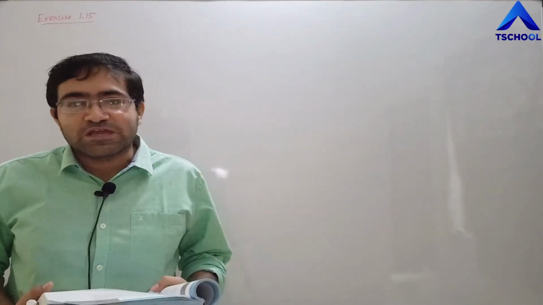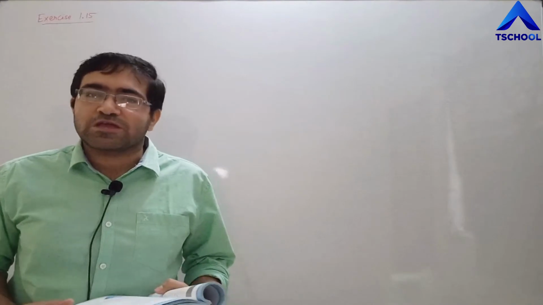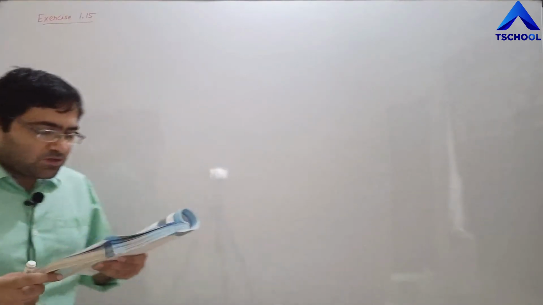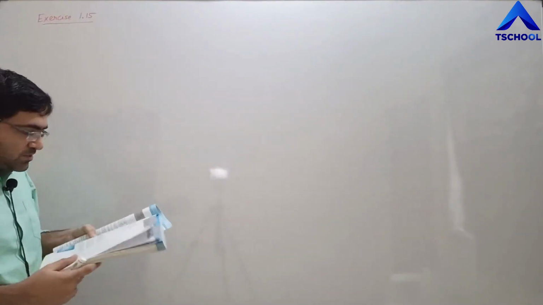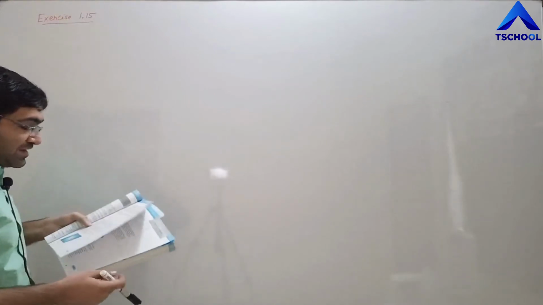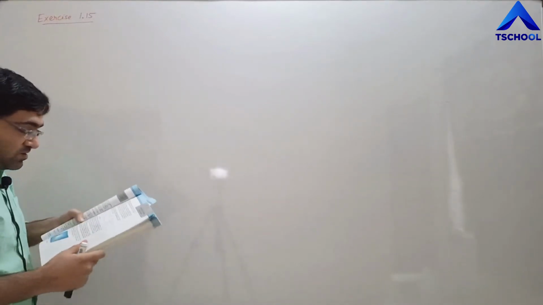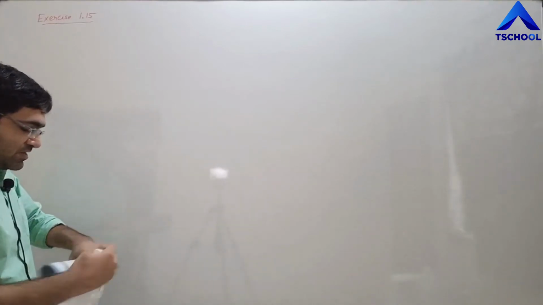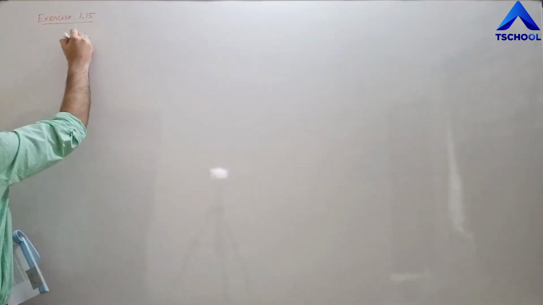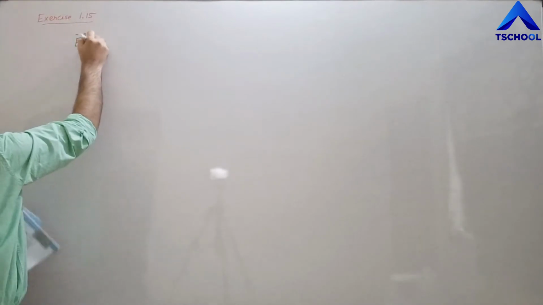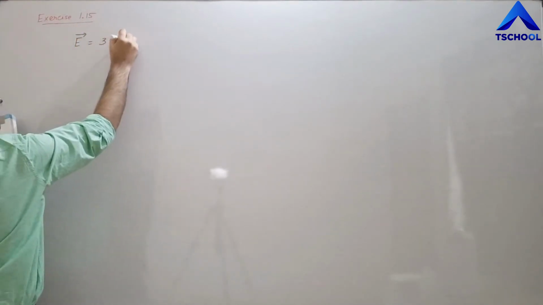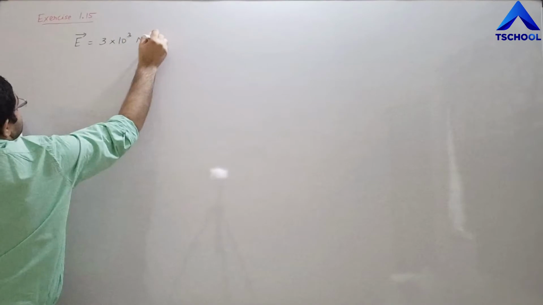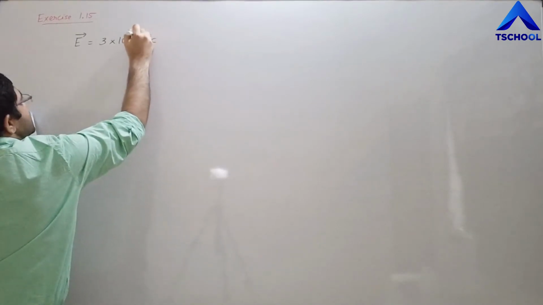We are now going to solve exercise question number 15 because that is related with calculating electric flux. I am reading the question. Consider a uniform electric field, E vector equal to 3 into 10 raised to 3 i caret Newton per coulomb. So we are given that there is an electric field in some region and it is 3 into 10 raised to 3 Newton per coulomb i caret.